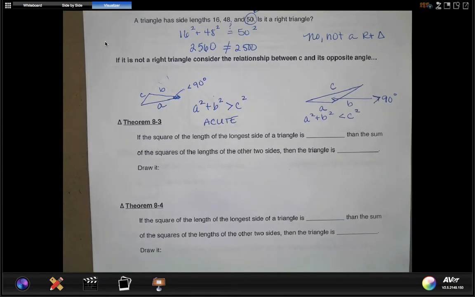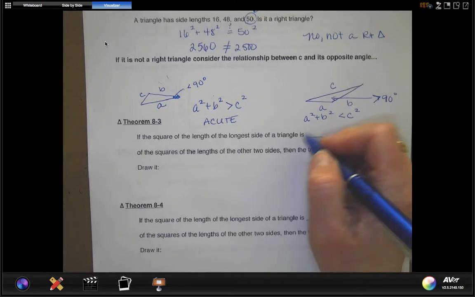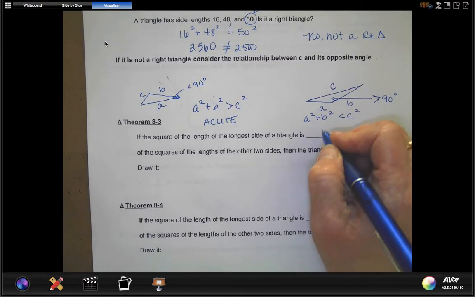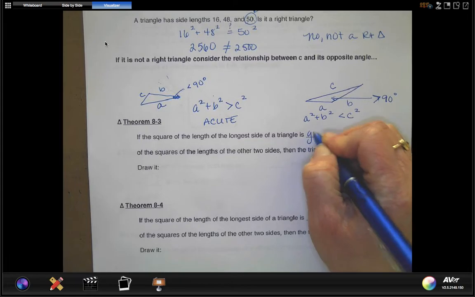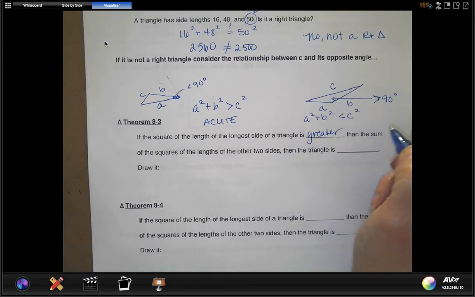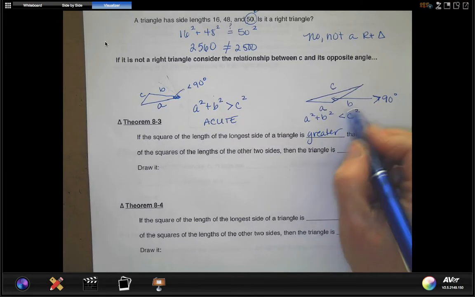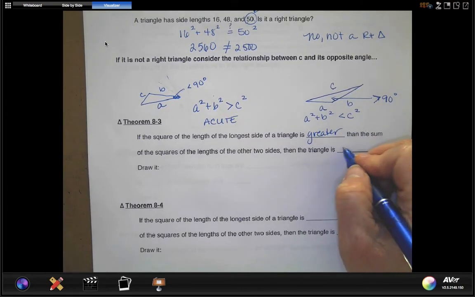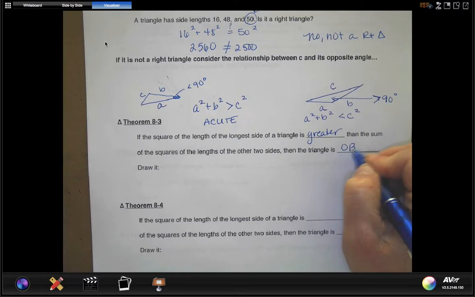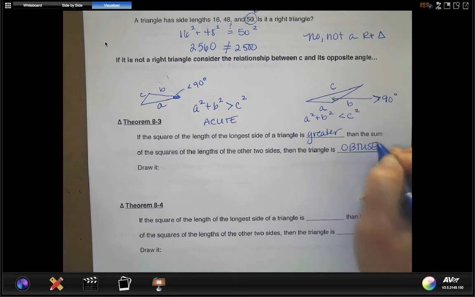So if the square of the length of the longest side of a triangle is greater than the sum of the squares of the lengths of the other two sides, so if the C squared side is greater, then the triangle is obtuse.